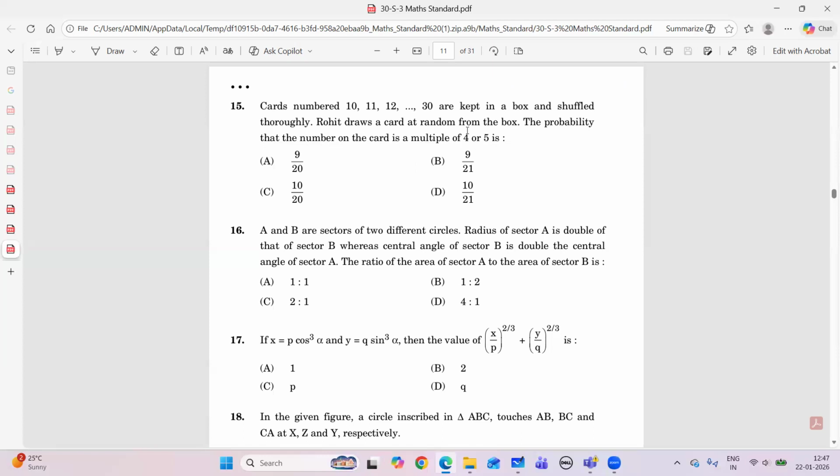What are the multiples of 4 in these numbers? They are 12, 16, 20, 24, 28. And similarly, what are the multiples of 5? They are 10, 15, 20, 25, and 30. So let us look at the multiples of 4 and multiples of 5 in these.